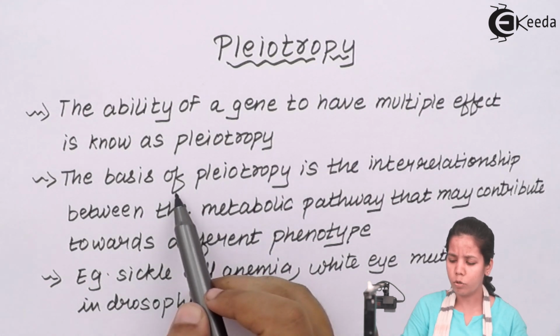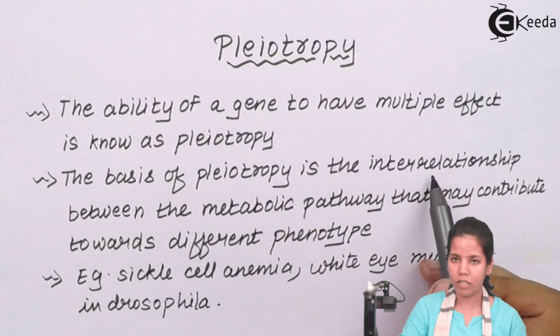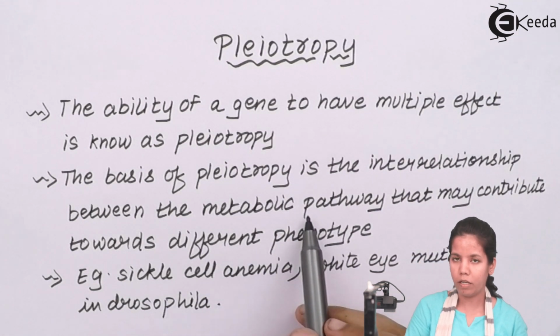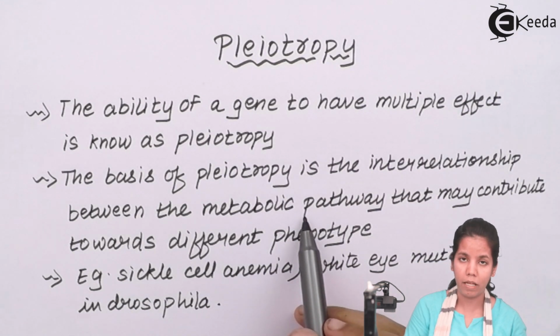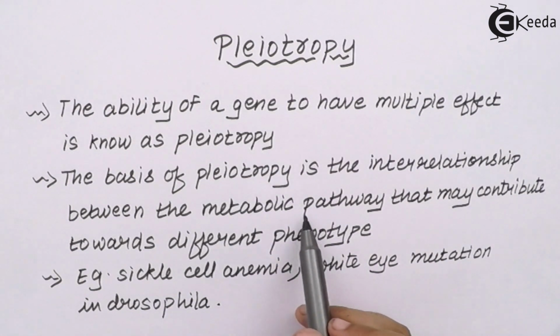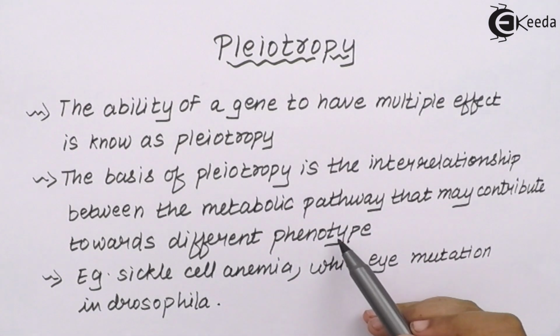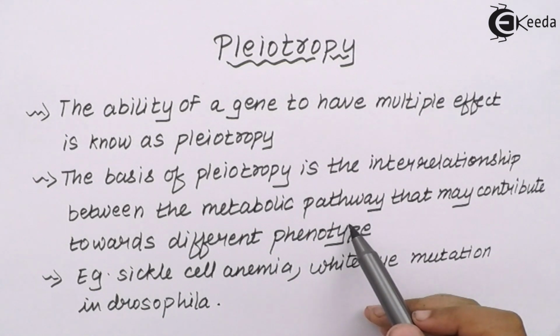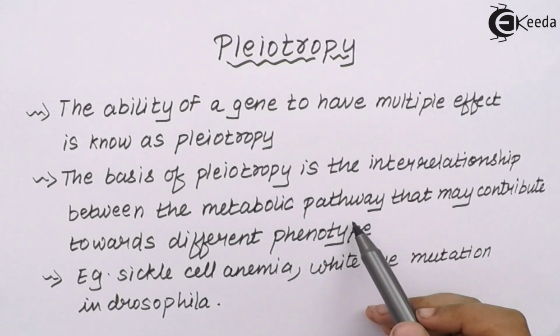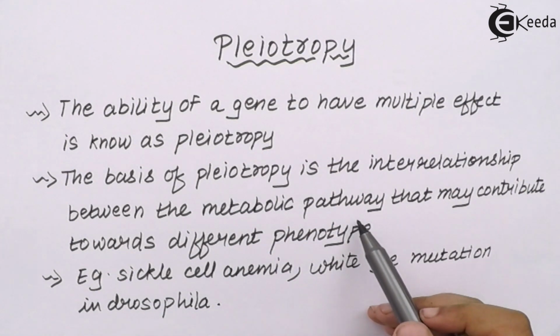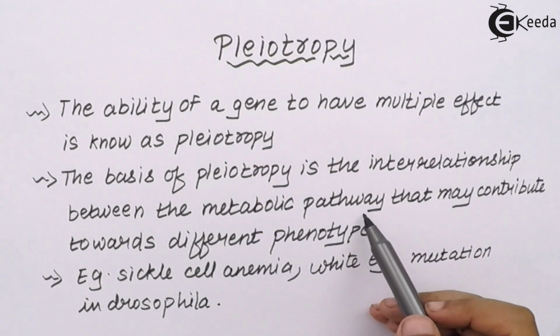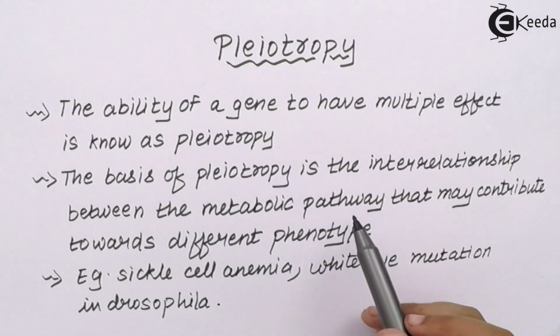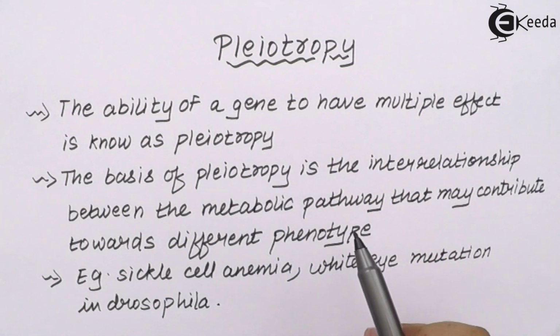The basis of pleiotropy is nothing but the interrelationship between the metabolic pathways, or you can say the chemical pathways present inside human beings, that may contribute to different phenotypic results. That is, if there is a change, or you can say if there is a miscommunication in certain chemicals produced in certain metabolic pathways, there are chances that the phenotypic change will produce an effect in human beings.